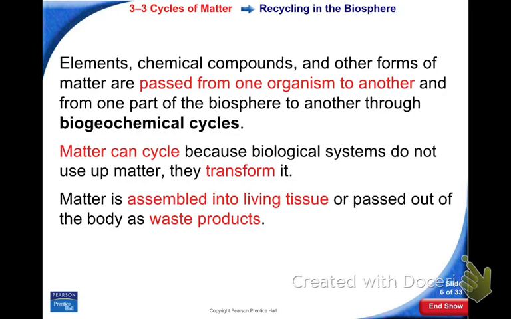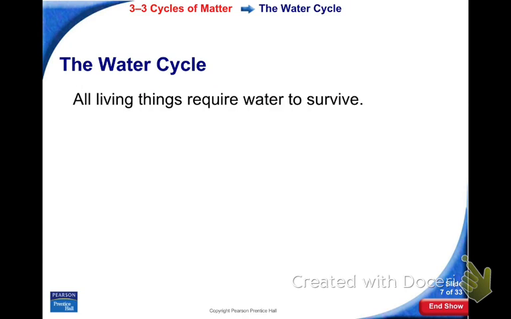Yes, it's Wednesday. So, elements and chemical compounds and other forms of matter are passed from one organism to another. Matter is cycled, it's transformed, it's assembled into living tissues, and then released from the body as waste products. Just what we were talking about. We take in the glucose that the plant was using to build its tissues. We use those carbons, and some of them end up eventually leaving our body as a waste gas, which is carbon dioxide.